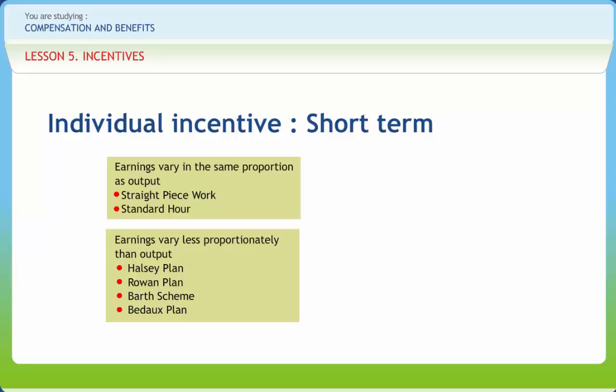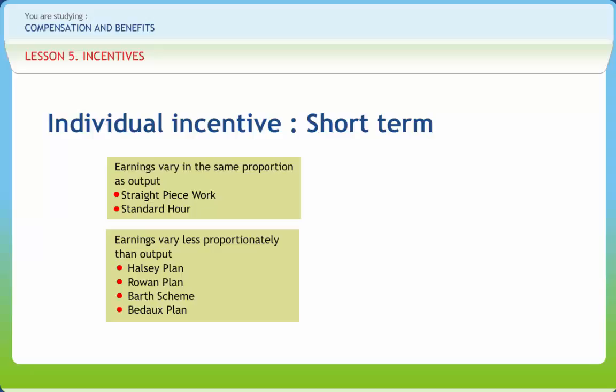The Halsey system, which was developed by F. A. Halsey, provides for the fixation of a standard time for the completion of the task. For the work done in correct time or more, the actual time rate is paid. Thus, the minimum wage is guaranteed even if the output falls below the standard.